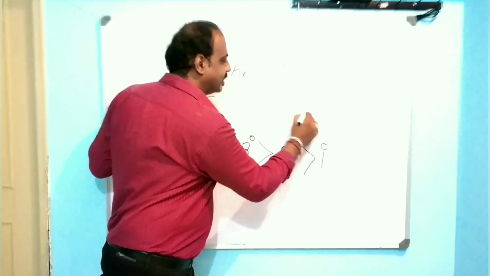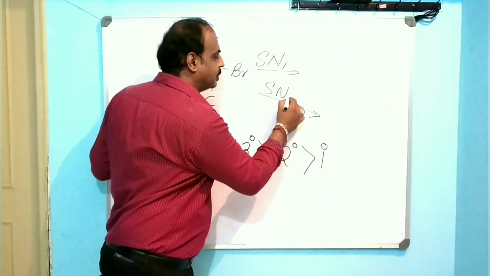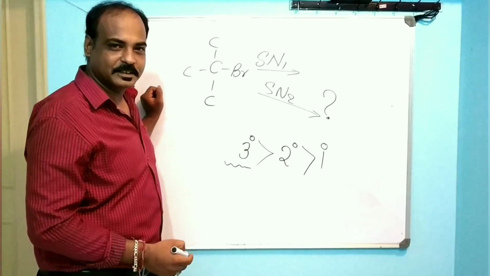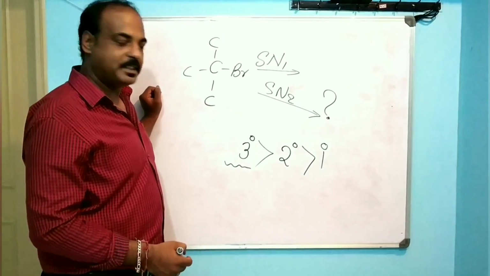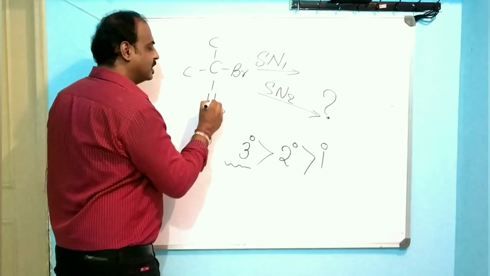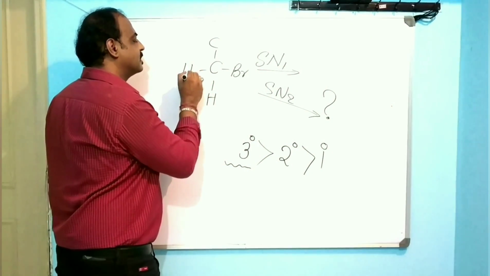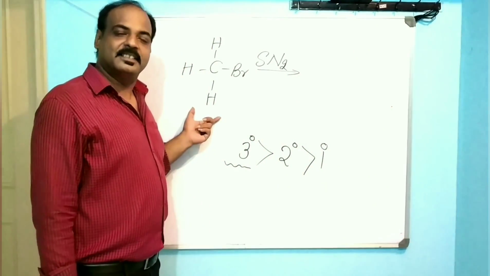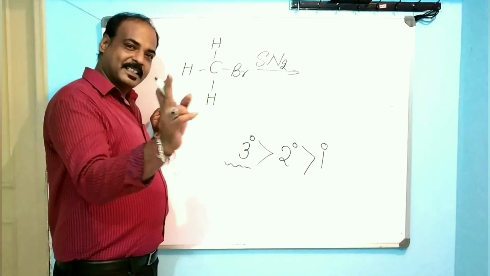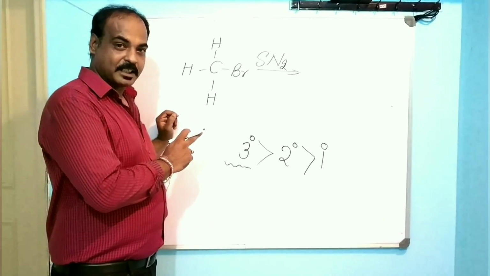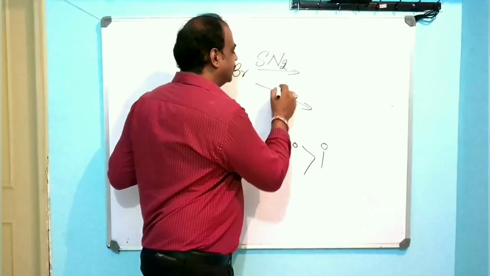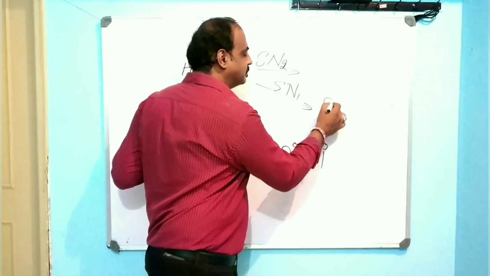So why does it not undergo the SN2 mechanism? That you have to find out. That you have to learn. Similarly, when you consider methyl halides, methyl halides generally undergo the SN2 mechanism rather than SN1. It will not undergo the SN1 mechanism. It will follow the SN2 mechanism. Why will it not follow the SN1 mechanism?